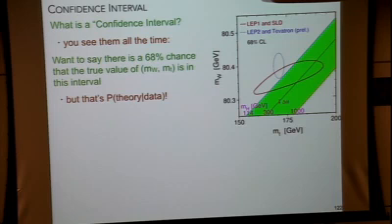Imagine that's the true value, the thing that's generating the data. You do the experiment many, many times. Each time you apply some procedure to make a dotted line, and you ask, does it cover the true value or not? Sometimes it will, sometimes it won't, and 68% of the time it should, or you're doing something wrong. Yeah?